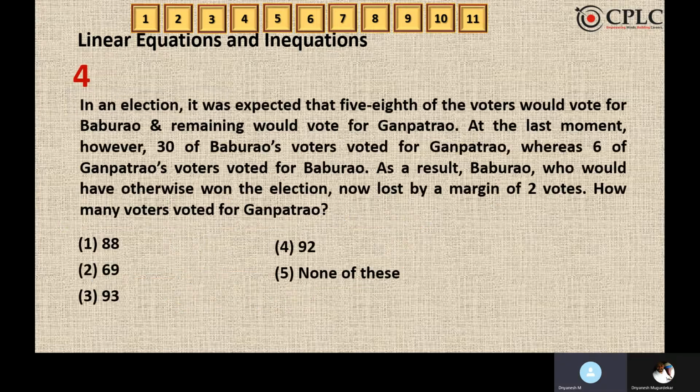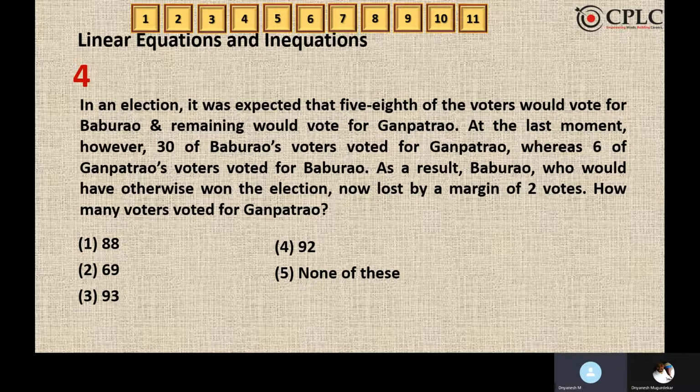The fourth one, in an election, it was expected that 5/8 of the voters would vote for Babu Rao and the remaining will vote for Ganpat Rao. At the last moment, however, 30 of Babu Rao's voters voted for Ganpat Rao, whereas 6 of Ganpat Rao's voters voted for Babu Rao. As a result, Babu Rao, who would have otherwise won the election, now lost by a margin of 2 votes. How many voters voted for Ganpat Rao?